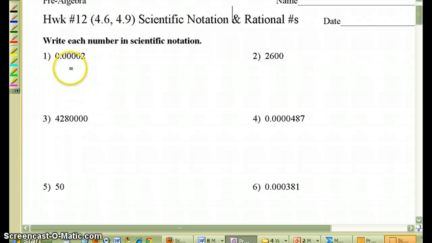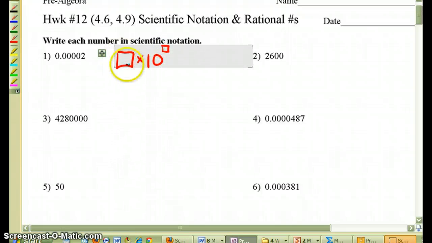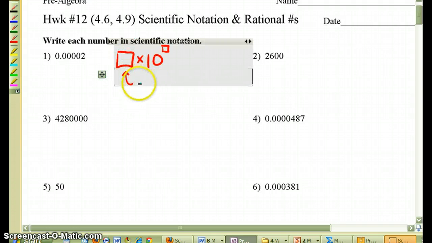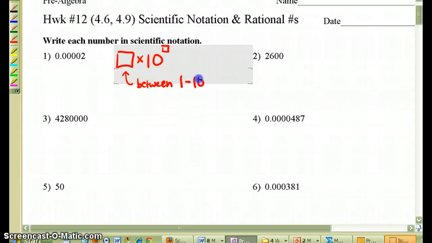Number 1, I always start with a number, then times it by 10, and then an exponent. So it's going to be something times 10 to the power, and that's how I write the format for scientific notation. In class, I had said that this number should be between 1 and 9, but actually it should be between 1 and 10. No smaller than 1, but smaller than 10. And then this number can be either positive or negative.